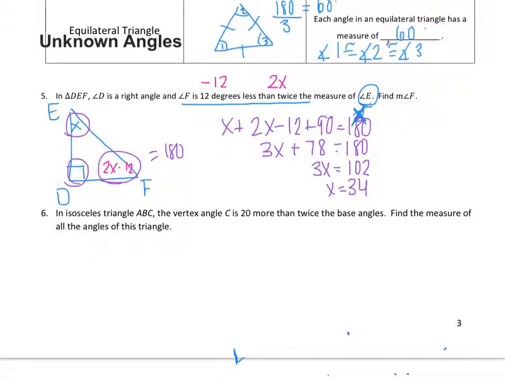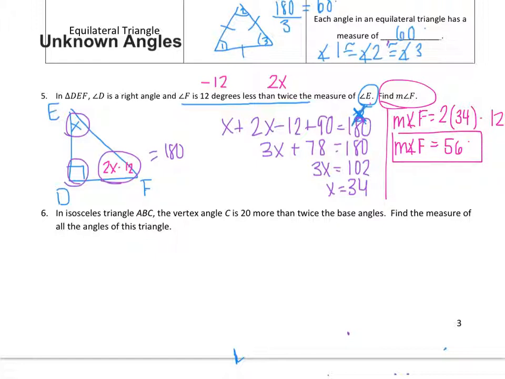At this point, you should have found that x is equal to 34. However, our goal, remember, is to find the value or the measure of angle f. So I need to plug 34 back in to find f. Measure of angle f equals 2 times 34 minus 12 for a total value of 56. So the measure of angle f is 56 degrees.